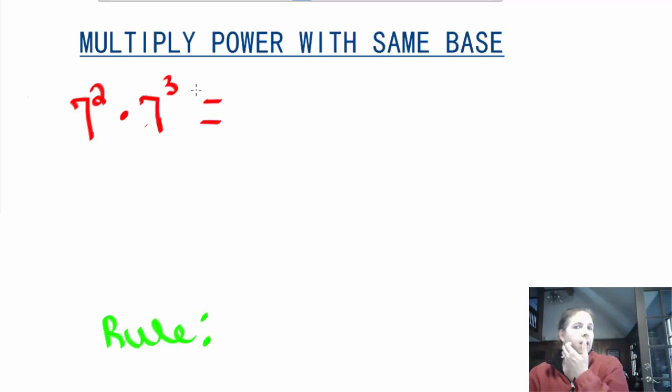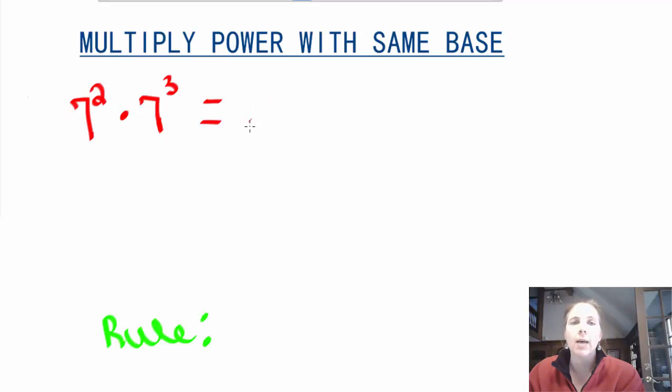Okay, multiplying powers with the same base. So we are only talking about multiplication right now. Remember, this is the base, this little number is the exponent, and the whole thing is called the power. So this is 7 squared times 7 cubed.